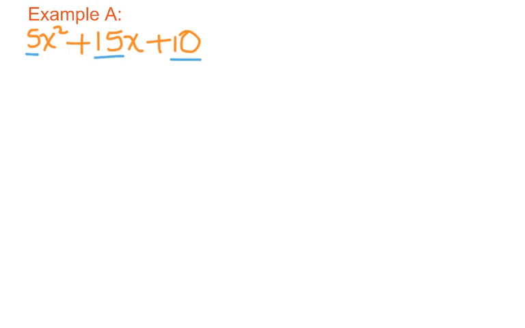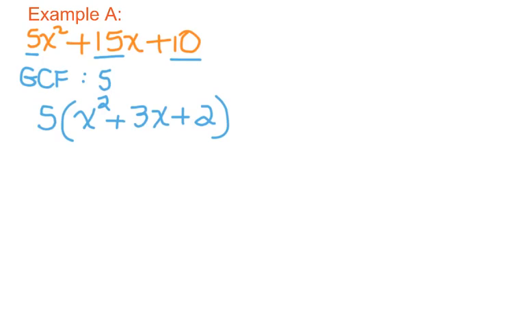I'm going to notice that this shares a common factor, or a GCF, of 5. So the very first thing I'm going to do is factor out a 5 out of this entire standard form polynomial. When I do that, I'm left with x squared plus 3x plus 2.